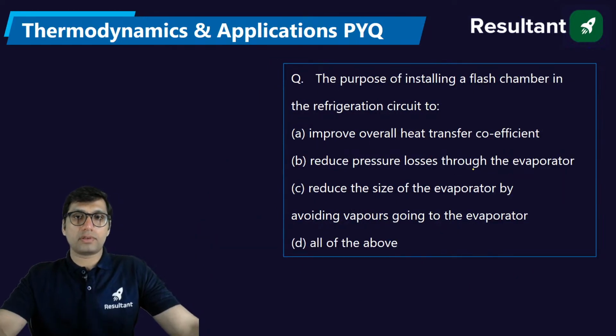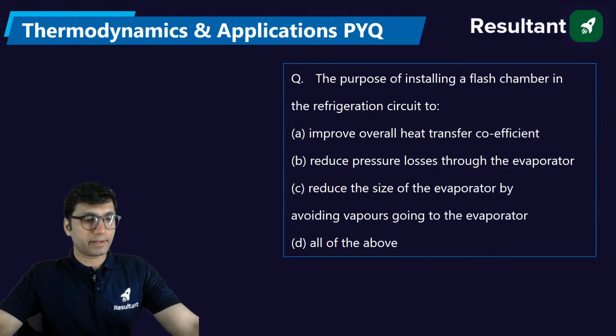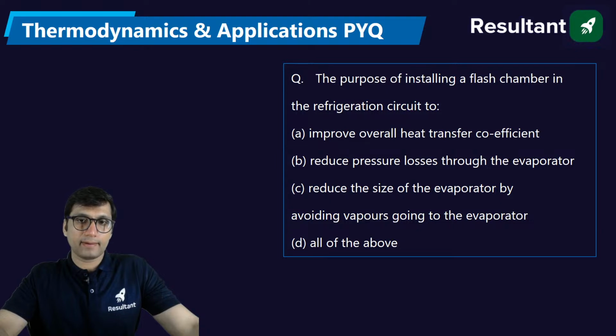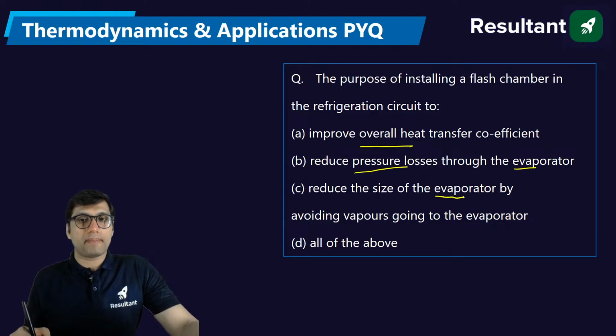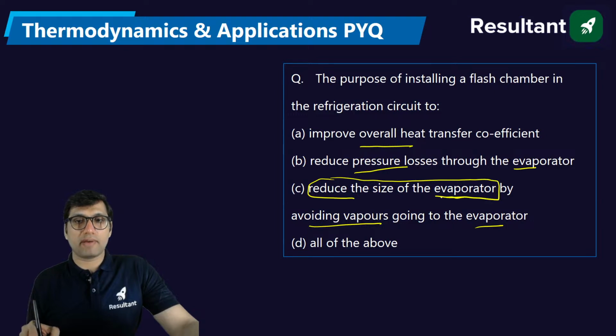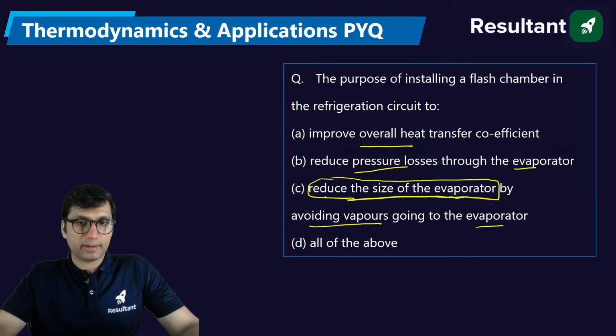Next, the purpose of installing a flash chamber in the refrigeration circuit is to. Why do we need a flash chamber in the refrigeration circuit? What is the main purpose? Improves overall heat transfer coefficient, reducing the pressure losses through the evaporator and reducing the size of the evaporator by avoiding vapors going to the evaporator. See, this is something that I have taught you, that the main purpose is to reduce the size of the evaporator. We don't require a large size evaporator.